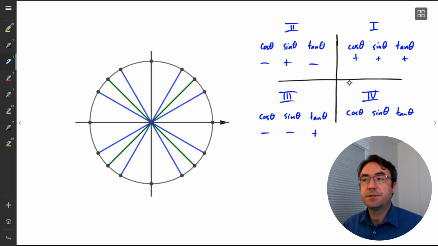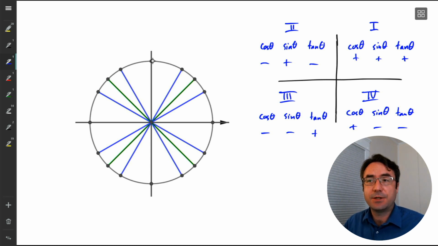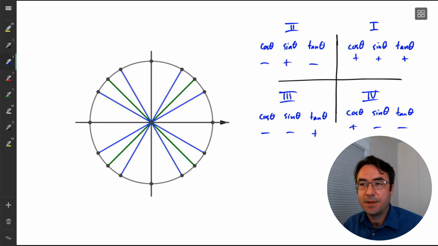Down here, we have the positive portion of our x-axis, but the negative portion of our y-axis. So that means cosine is positive, but sine is negative. And tangent is sine over cosine, so negative divided by a positive is negative. All right. So what this means is, if we know the values for the points in the first quadrant, we can figure out the points in all of the other quadrants by negating, throwing in the negative where needed.